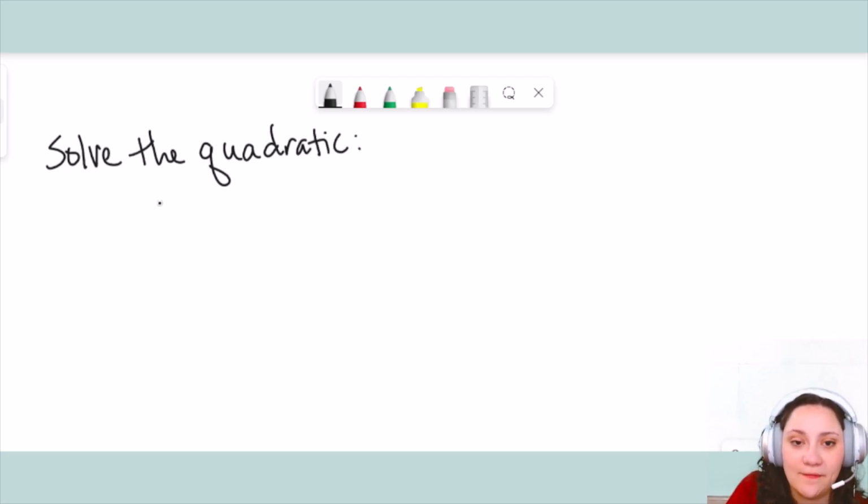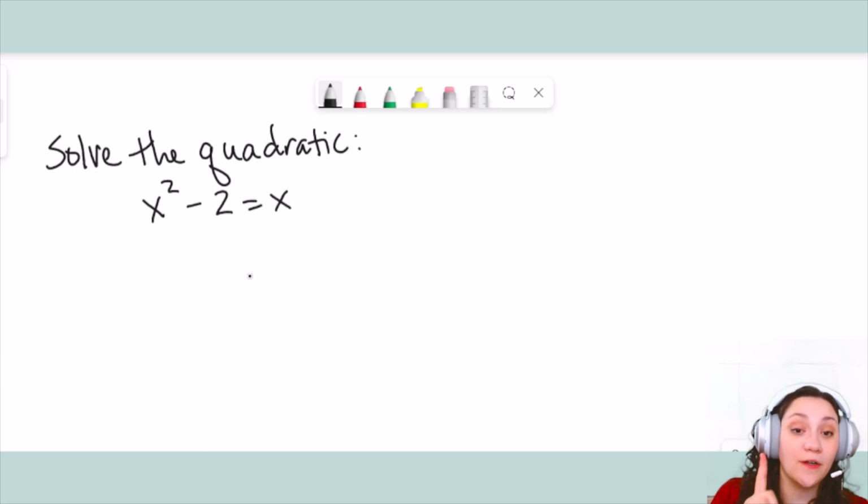And this is what we're given. x squared minus 2 is equal to x. So remember, the first step is to set it equal to 0. Now, I can't just throw a 0 in there. It's already set up as an equation. But I can rearrange the terms in this equation so that I have a 0 on one side of the equal sign and everything else on the other side.